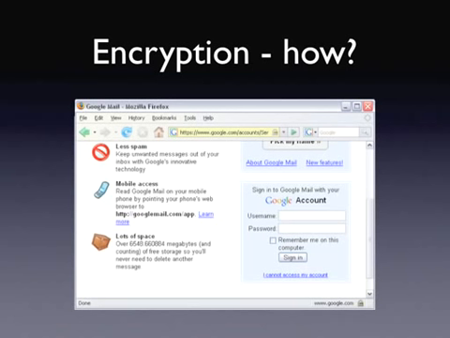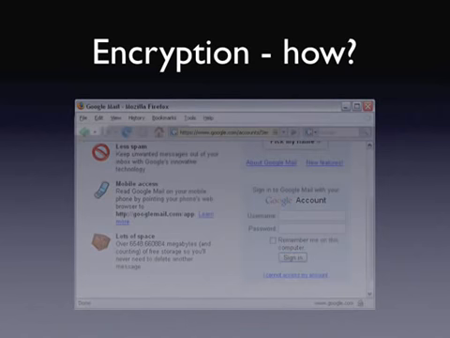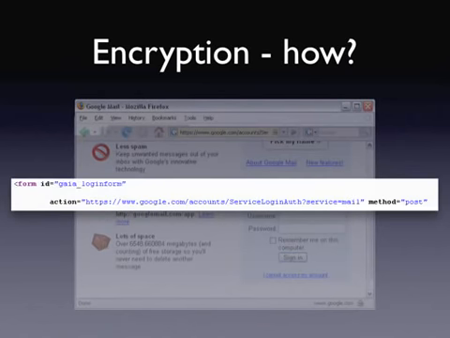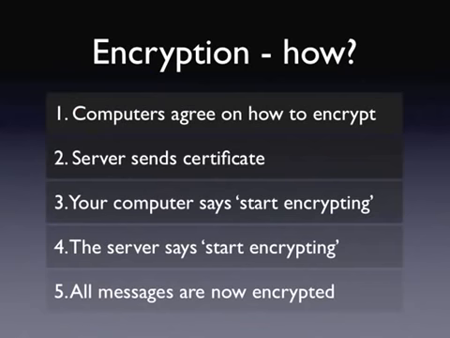Okay, so let's take an example. Google's Gmail service will encrypt using SSL the username and password you send it. Now, how do we know this? If you look at the HTML behind the page, you see that when it submits the login details, the action in the HTML code begins with HTTPS. So that's indicating that it wants to submit the form securely.